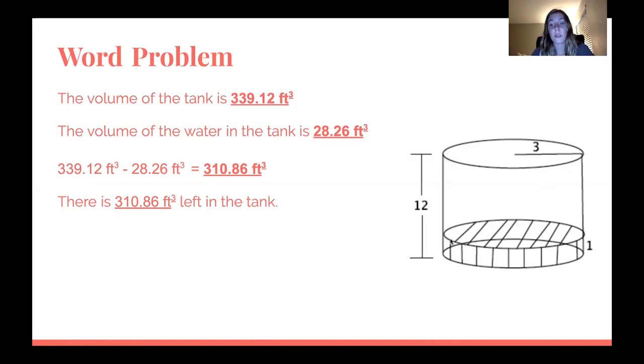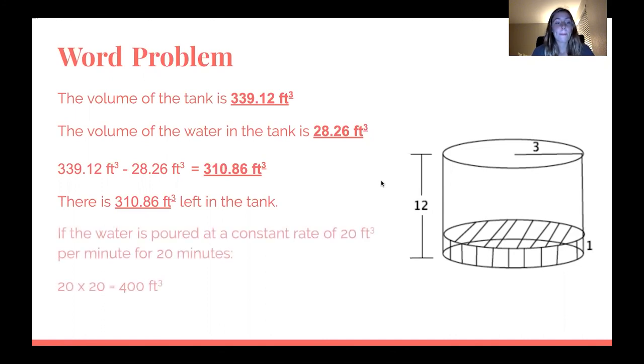So that's from the top of the water to the top of the tank. That's how much water we can fit into the tank still. And if it's more than that, it overfills. If it's less than that, then it can fit.